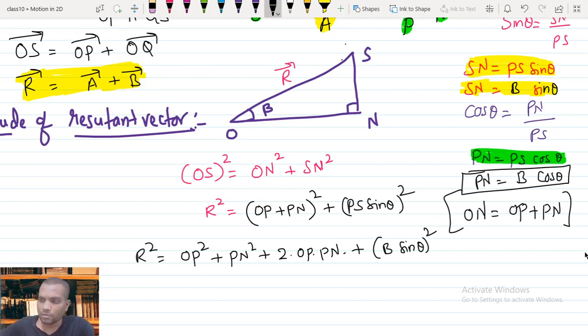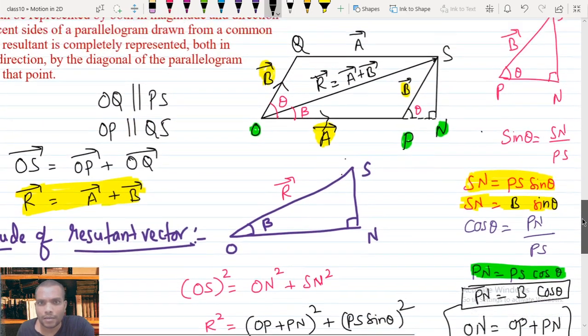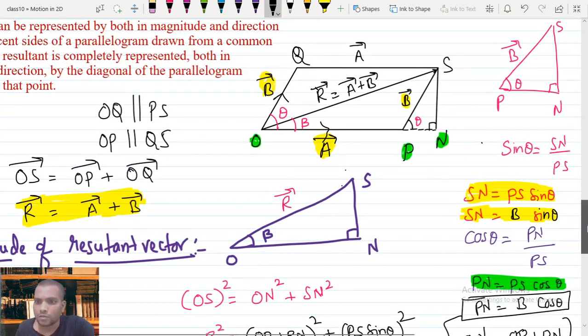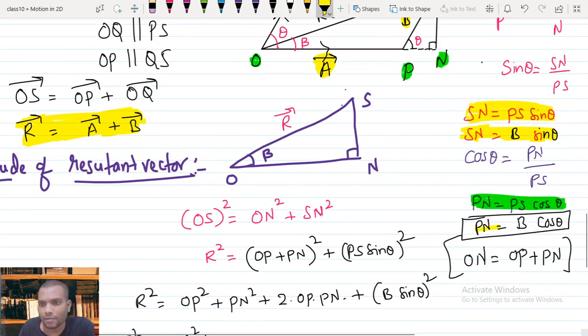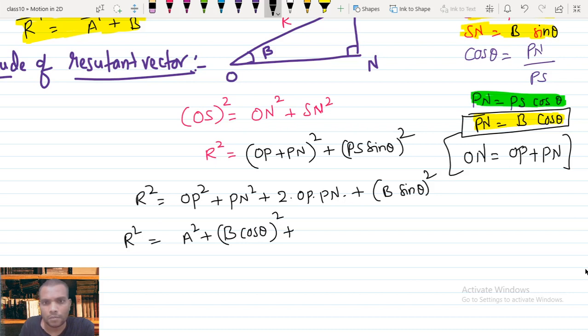Now let's substitute the known values. What are the known values here? R square equal to OP, OP is vector A, so A square, and PN, from the figure. The PN value here we got it. From the right triangle we consider, PN equal to B cos theta. So substitute that PN value there: (B cos theta) whole square, plus 2 times OP value equal to A times PN, again PN equal to B cos theta, plus (B sin theta) whole square.